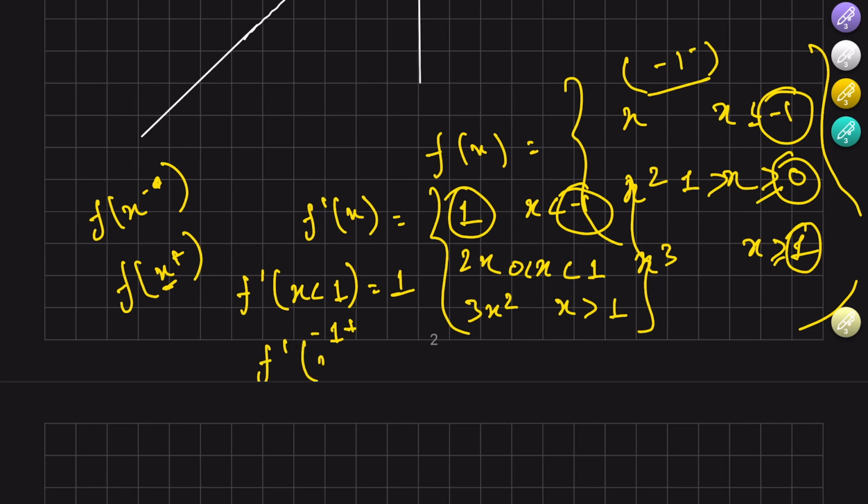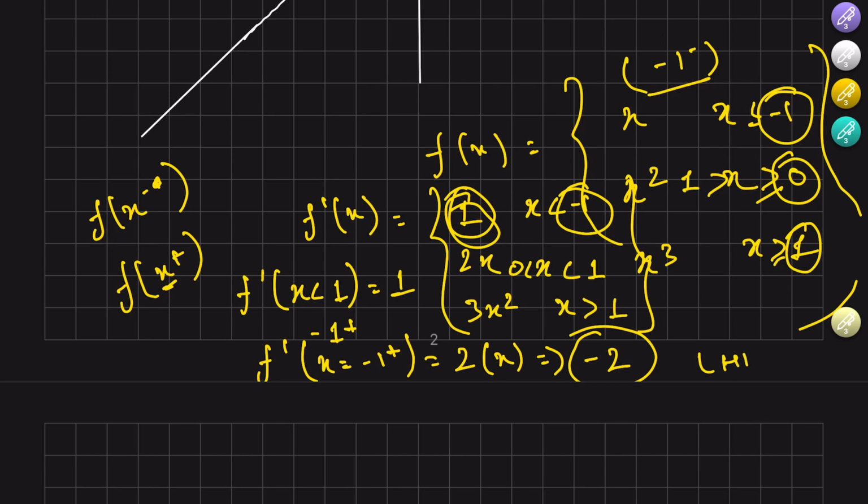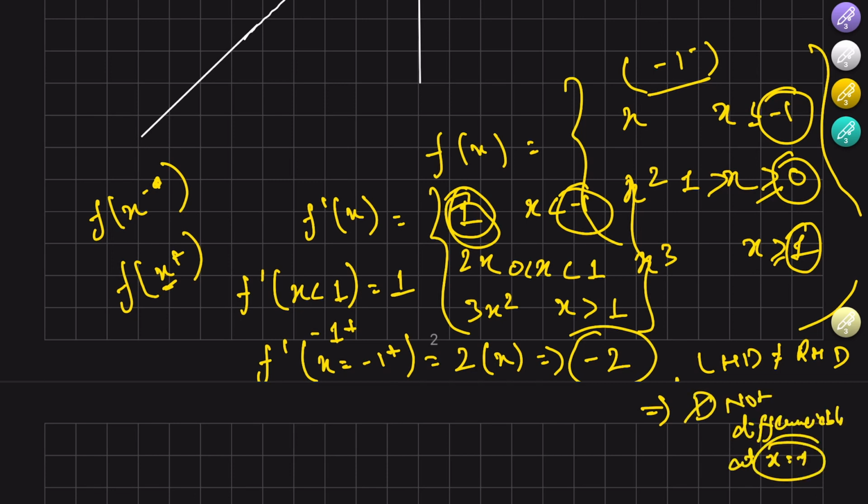So f dash of x equals -1 plus, right? The value will be 2x, and at x equals -1 you could put -2. So you can clearly see that this is -2 and this is 1, which are not equal. So left hand derivative is not equal to right hand derivative. So you can directly conclude that this is non differentiable at x equals -1. So this is how you check for differentiability.